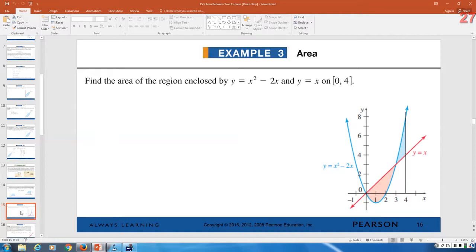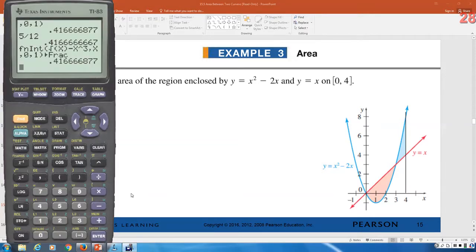The way that you're going to do that is first you need to find that intersection point, because you're going to have to break this interval up. That's going to be the only issue. Notice here on this interval, the red line is on top and the blue is on the bottom. But on the interval from that intersection point on, the red line's on the bottom and the blue's on top. So they swap roles. So first we're going to find that intersection point.